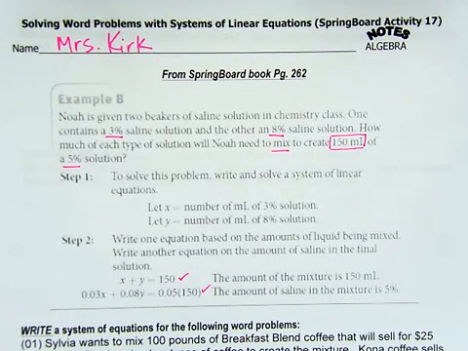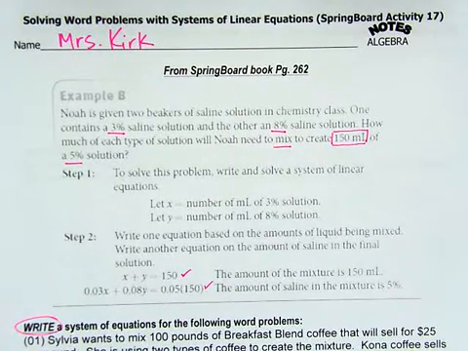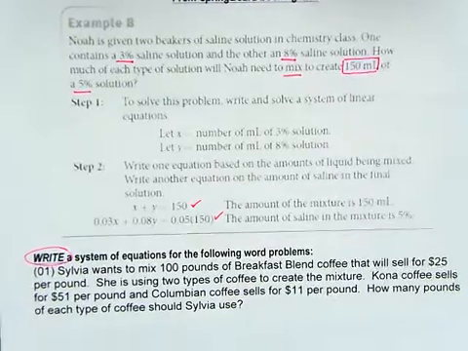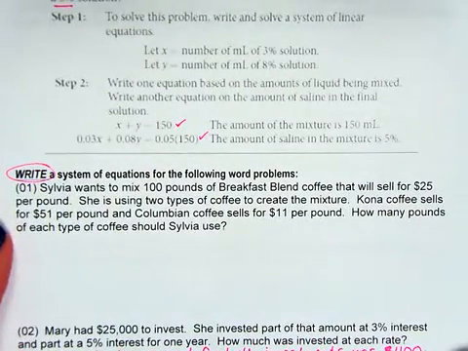Now, if you notice, the first couple, it just says to write a system. Write a system, and we don't have to solve it, so that's nice. Just the first few. So that was our example that's in our book. So let's do number 1 together.